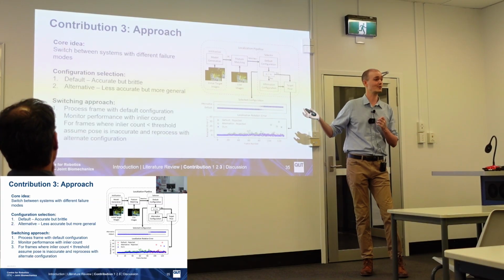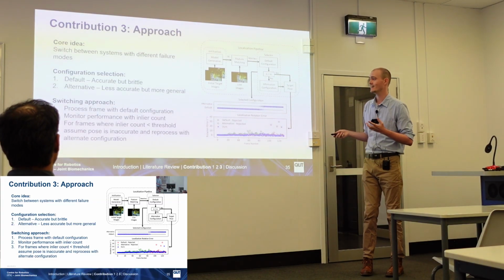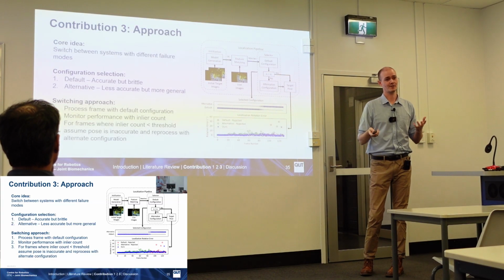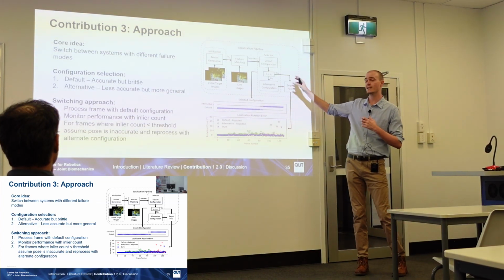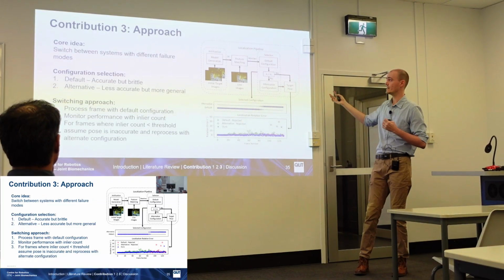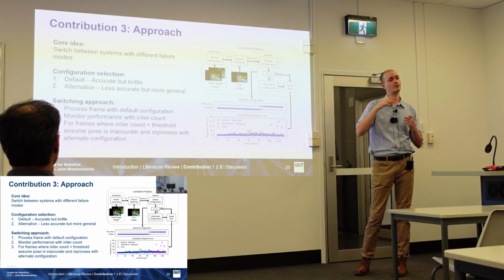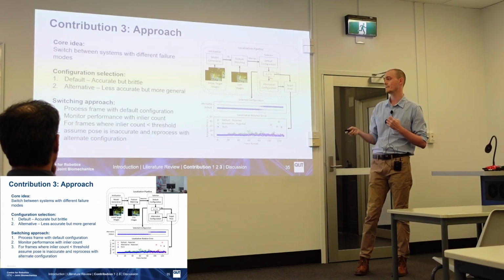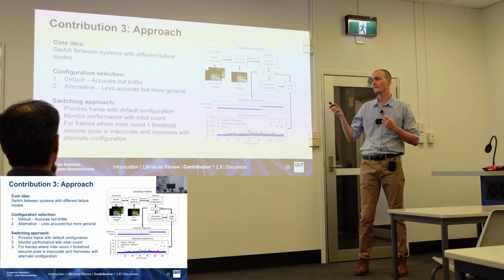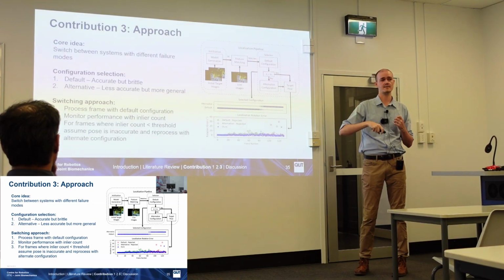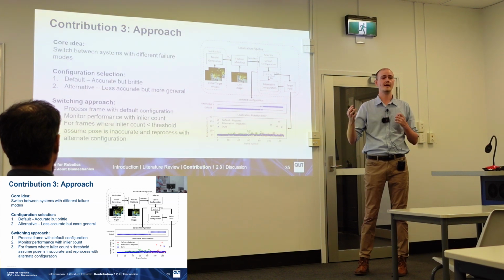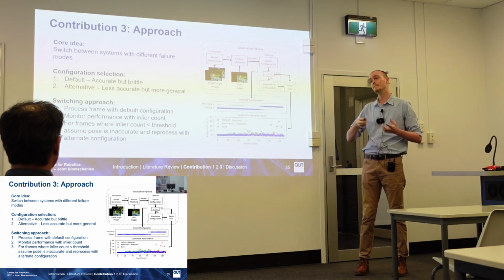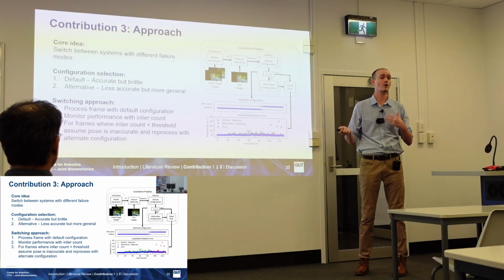So applying this to our approach to improve localization performance, we start with our default configuration. For every incoming image frame, we process it through our default configuration. We estimate a target pose, and then we look at the number of inliers that are associated with that individual target pose estimate. For any frame where that number of inliers is less than a threshold that we use to switch, we assume that the resulting pose is inaccurate, and we reprocess the image through our alternate pipeline.